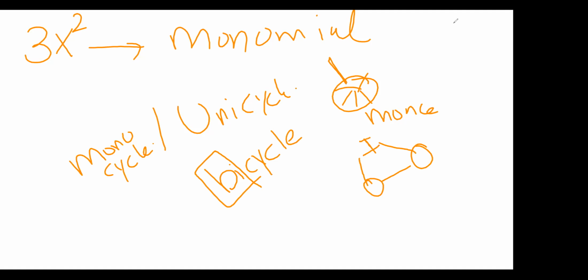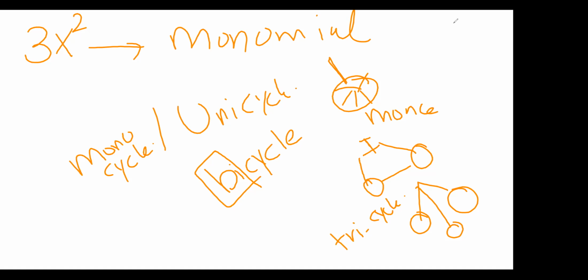Bicycle means I have two wheels. And if you have one with 3 wheels, we call it a tricycle. If you have one wheel, you say monocycle. With 2 wheels, we say bicycle. And with 3 wheels, we say tricycle. And also triangle. Triangle means I'm talking about 3 angles.